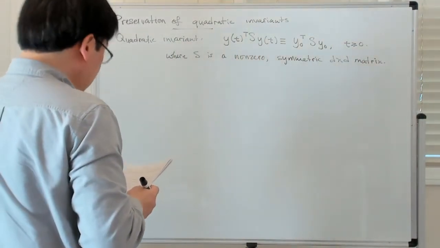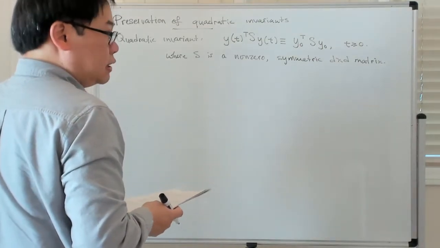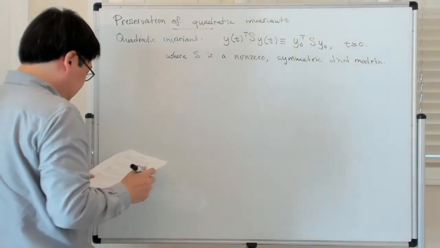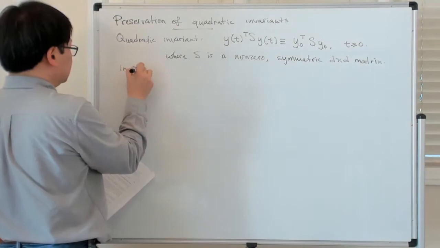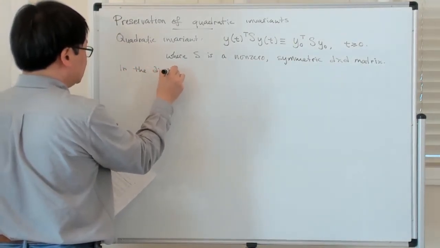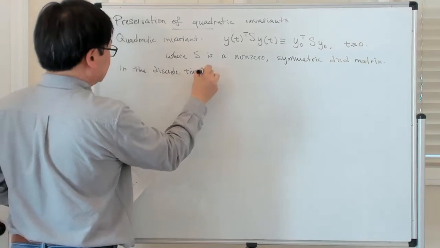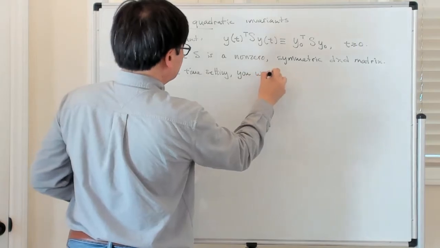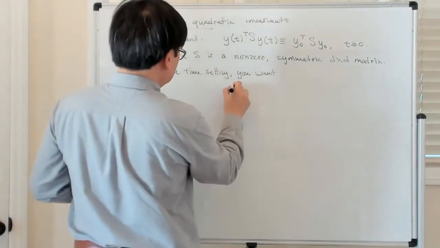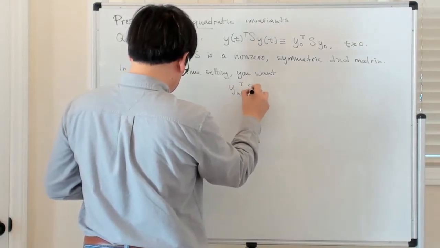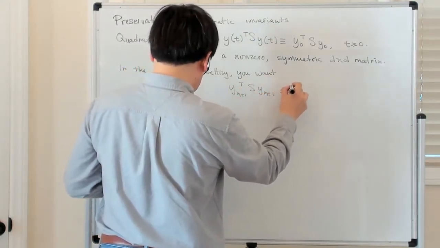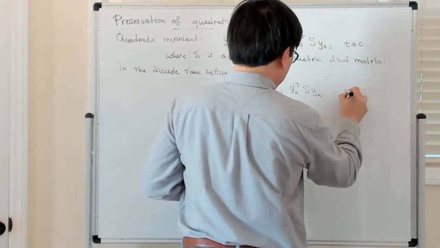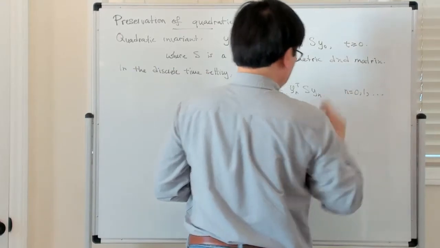All right. So as you might expect, the discrete analog of the method preserving the quadratic invariant is the following. In the discrete time setting, you want a method which does the following: y_{n+1} transpose S y_{n+1} is equal to y_n transpose S y_n, and this is true for n equals 0, 1, and so on.